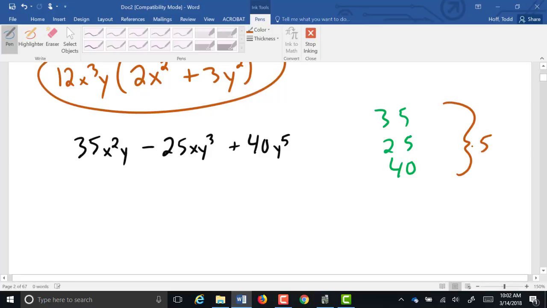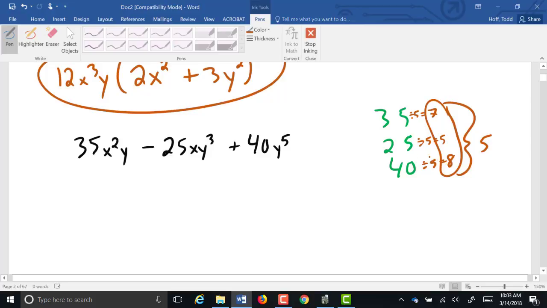5 is the largest number. And if you're not sure, you can divide them out. What's 35 divided by 5? 7. 25 divided by 5? 5. 40 divided by 5? 8. Do those have anything that they can all be divided by?